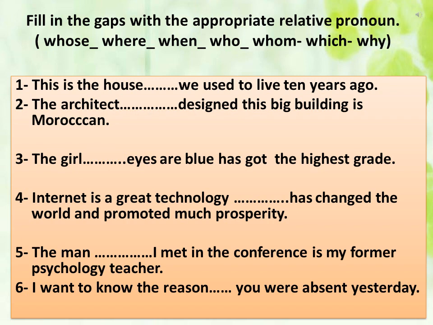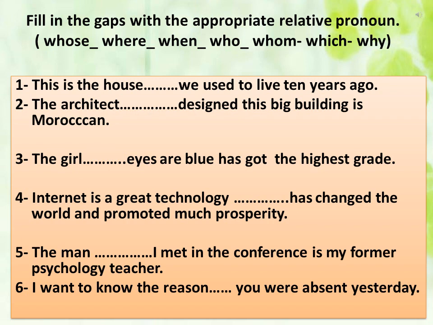First example: this is the house, we used to live 10 years ago. Pay attention here: the house is a place. Second: the architect, not a person, designed this big building is Moroccan. Here the word that comes will play the role of subject. Third: the girl eyes are blue, has got the highest grade.